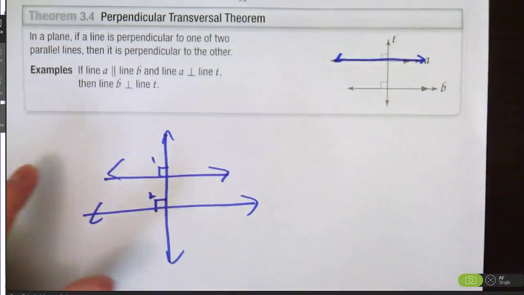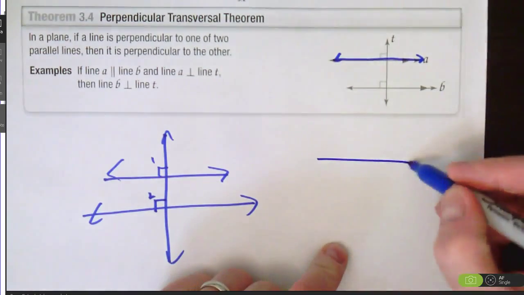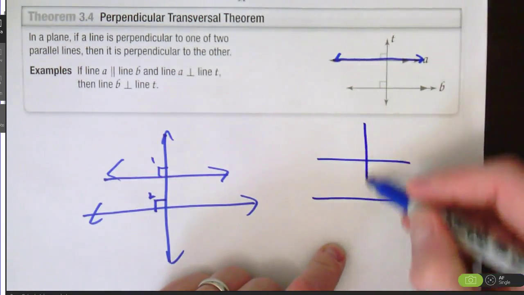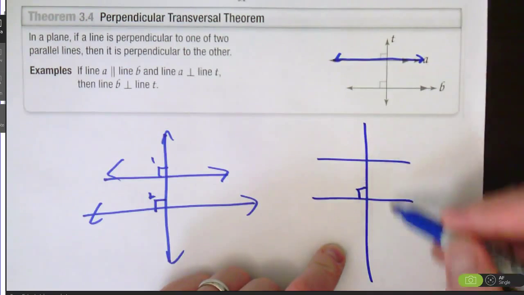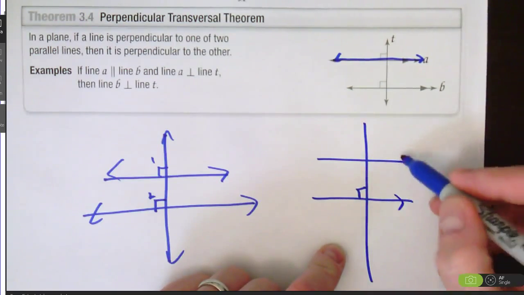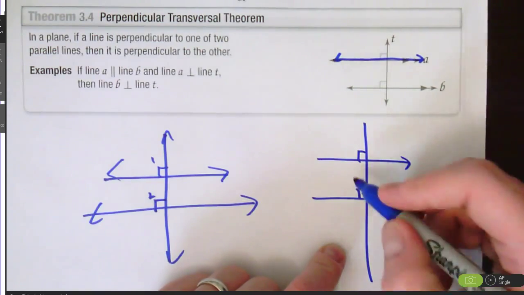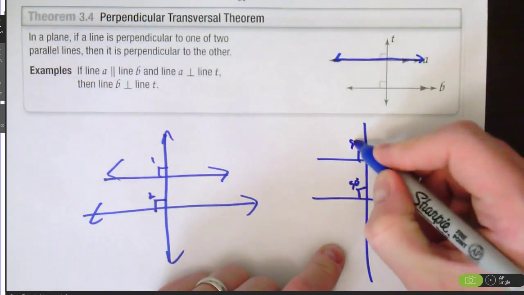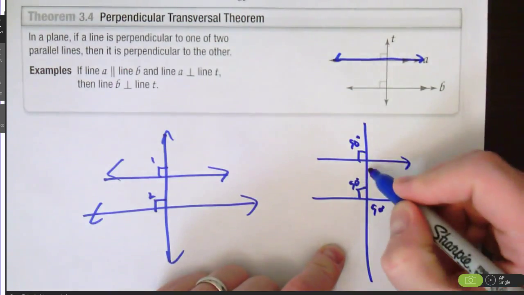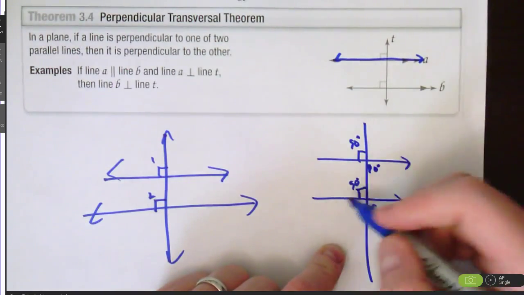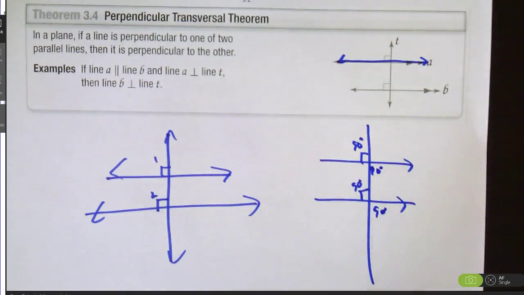And again, I hope that seems obvious. Take two lines, draw a line that cuts through both of them but is perpendicular to one of them. Well, if they're parallel, if it's perpendicular to one, it's going to have to be perpendicular to the other one. Because if this is 90 degrees, this also has to be 90 degrees. If this is 90 degrees, this also has to be 90 degrees. We keep getting 90-degree angles, so it's going to be perpendicular to both lines.